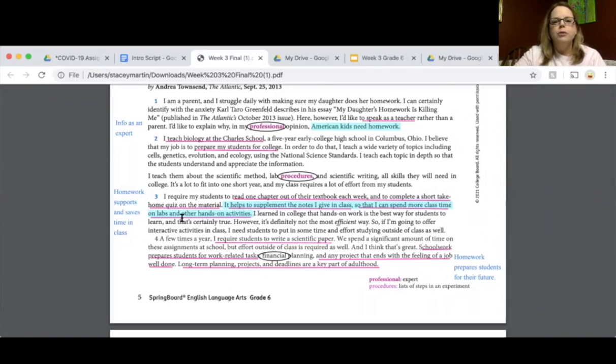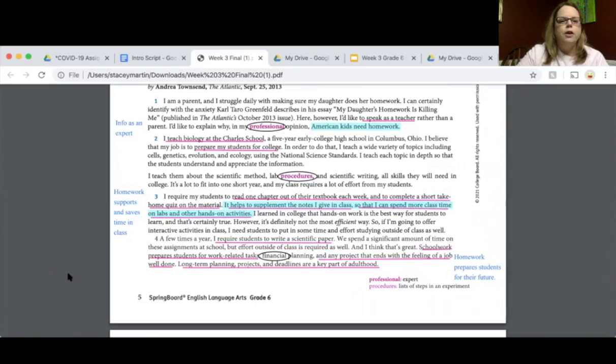It helps to supplement the notes I give in class so that I can spend more time on labs and other hands-on activities. I learned in college that hands-on work is the best way for students to learn, and that's certainly true. However, it's definitely not the most efficient way. So if I'm going to offer interactive activities in class, I need students to put some time and effort studying outside of class as well.